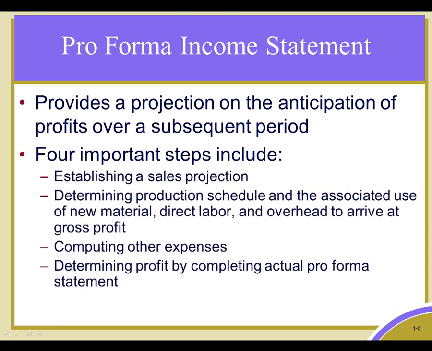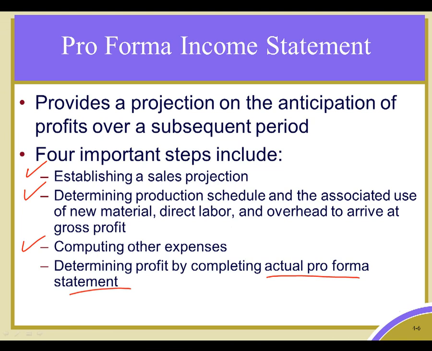We're going to, number 1, establish sales projections in concert with marketing. Number 2, determine a production schedule in concert with operations people, which will include the raw material, direct labor, and overhead that we need. Those two together, the sales and the expenses information, will lead us to gross profit, and then there are going to be some other expenses that we have to consider as well in the income statement. And from that, we will actually develop the actual pro forma statement.